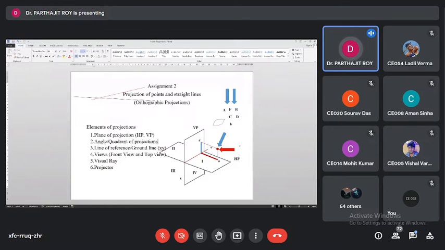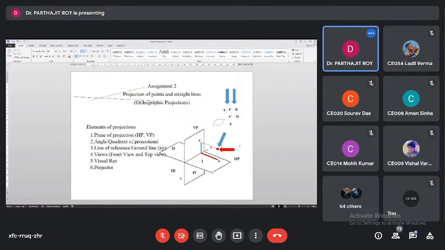Yes, sir. Your syllabus will include only the orthographic projections, no oblique projections. In orthographic projections, we assume that all the visual rays will be perpendicular to the plane of projection. Correct? And since all of them are perpendicular to the plane of projections, if you have a bunch of visual rays, the whole bunch will be parallel to each other. Am I clear? So this is what orthographic projection is.